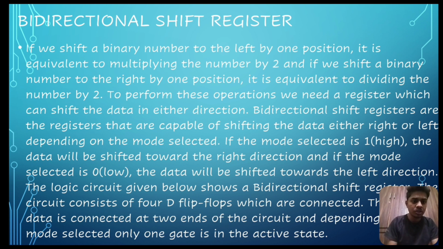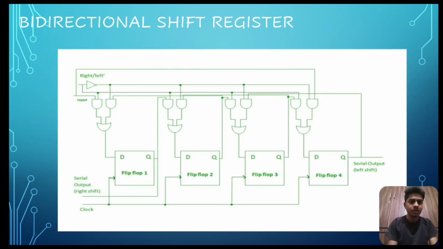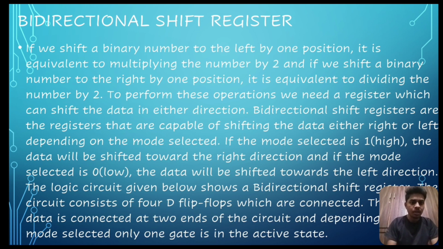The logic circuit given below is the bidirectional shift register. The register used for the data is connected at two ends of the circuit, and depending on the mode selected, only one gate is in the active state.